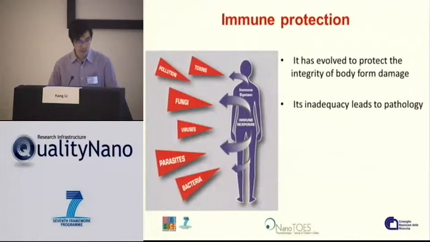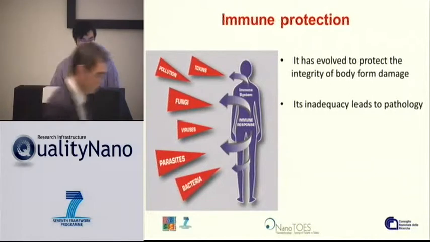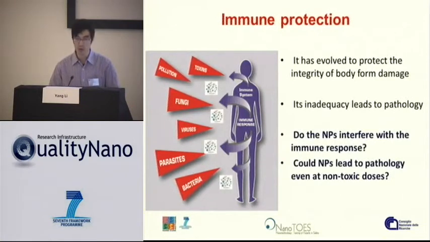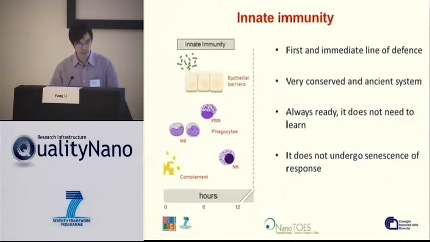We all know that our immune system can protect us from dangerous signals, such as fungal, viral, and bacterial infections. The immune system has evolved to protect the integrity of the body from damage, but its inadequacy will lead to pathology. We do not know whether nanoparticles will interfere with the immune response, or whether they will lead to pathology even at non-toxic doses. So that's why we should study this kind of issue.